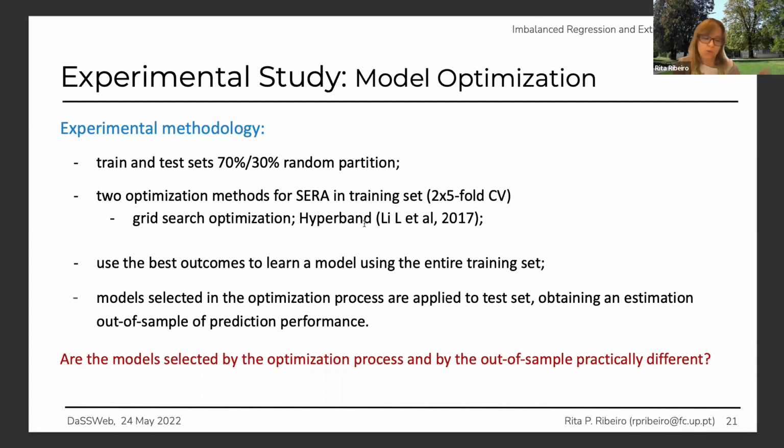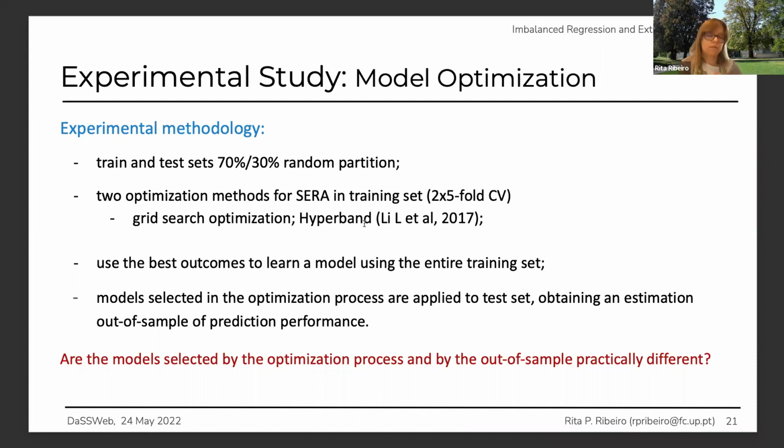So what we did was to take the data sets and split them into train and test. We considered two parameter optimization methods, and out of that optimization, we select the best model and train it using the entire training set. Then with those models, we made predictions on the out-of-sample partition. What we would like to answer is whether the models selected by the optimization process and by the out-of-sample estimation are really practically different.